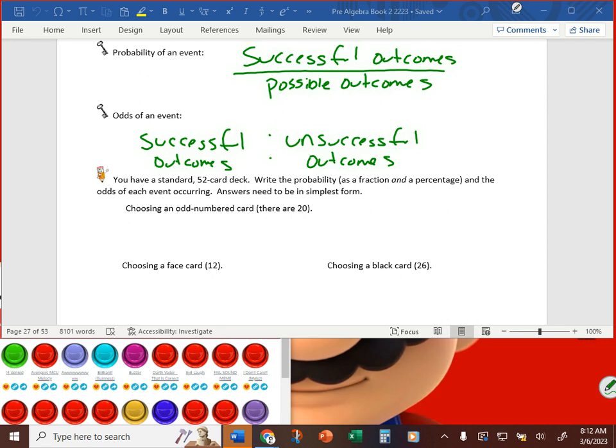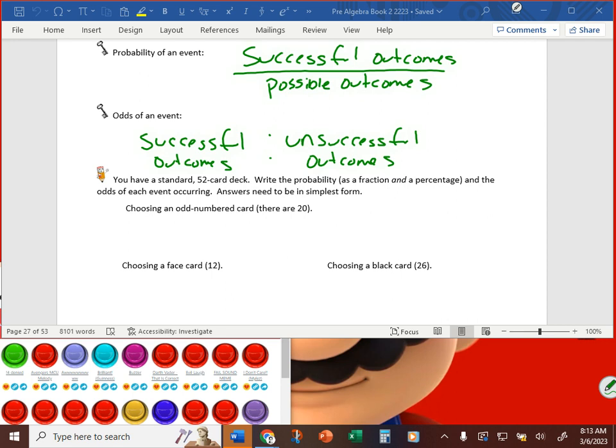Write the probability as a fraction and a percentage, and the odds of each event occurring. Answers do need to be in simplest form, right? Now, I do help you here by telling you how many successful outcomes there are, in case you aren't familiar with cards. Choosing an odd numbered card, and there are 20 of them. Okay? 4 3s, 4 5s, 4 7s, 4 9s, and 4 7s. There we go. Okay, 20 of them.